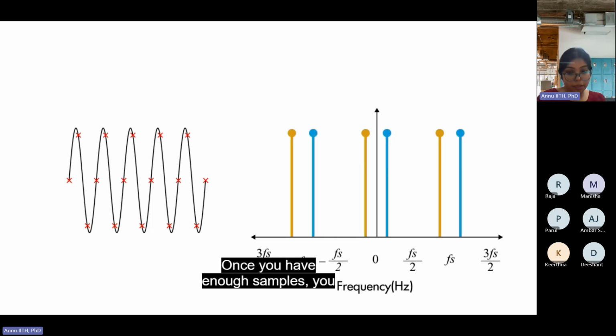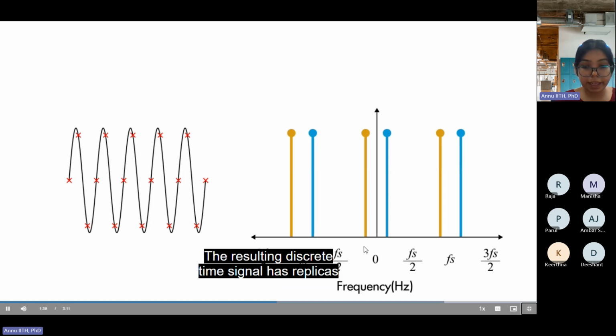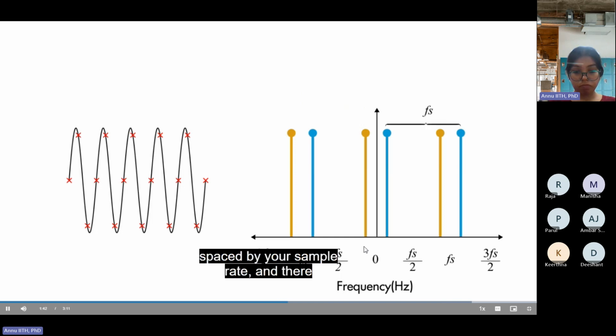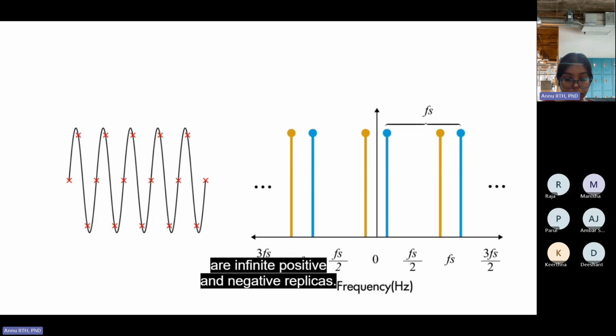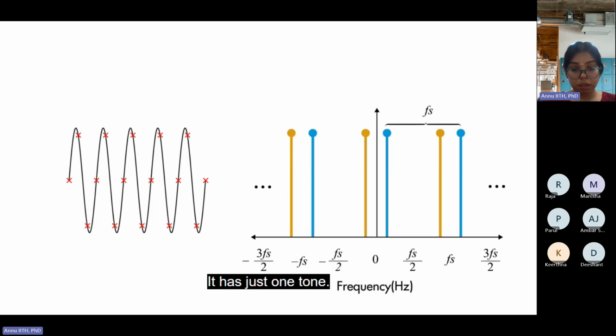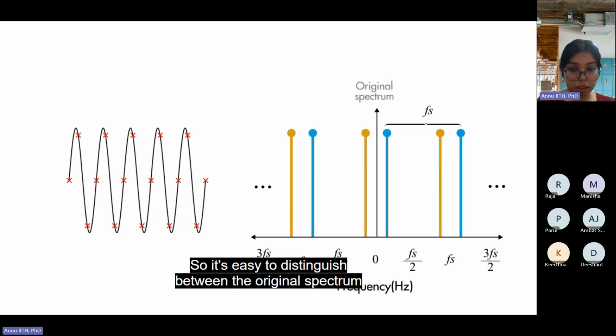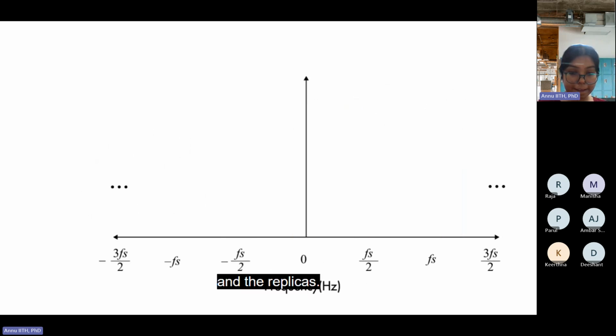Once you have enough samples, you can use FFT to estimate the spectrum. The resulting discrete time signal has replicas spaced by your sample rate, and there are infinite positive and negative replicas. Well, this is a pretty simple signal. It has just one tone, so it's easy to distinguish between the original spectrum and the replicas.